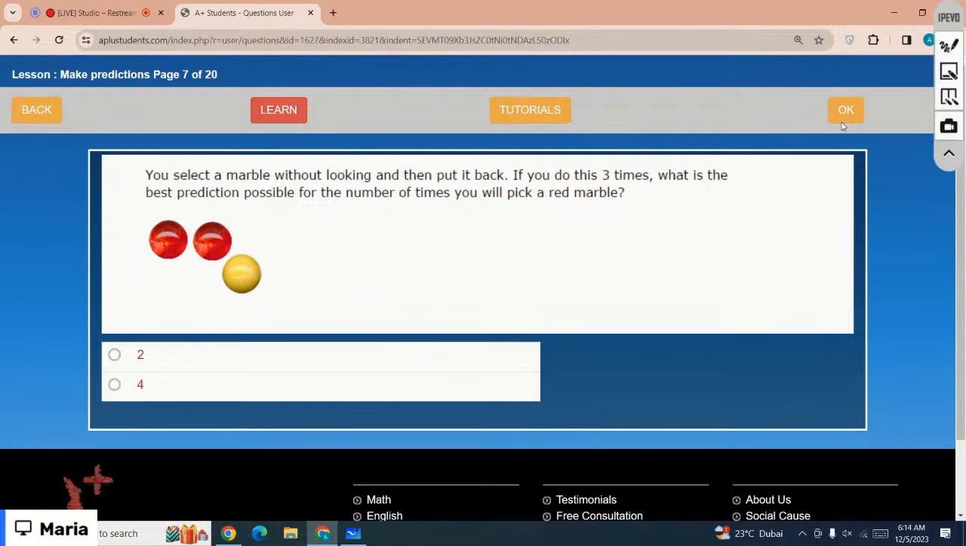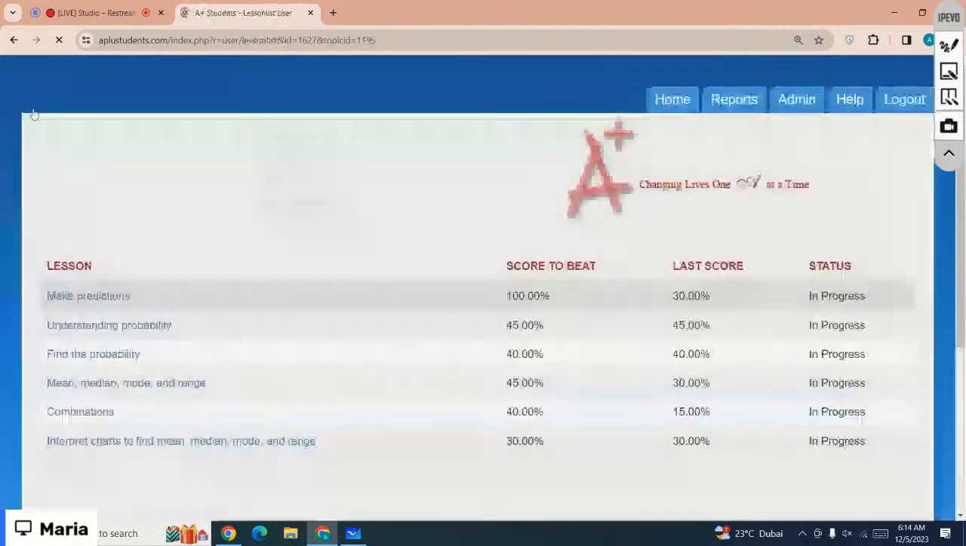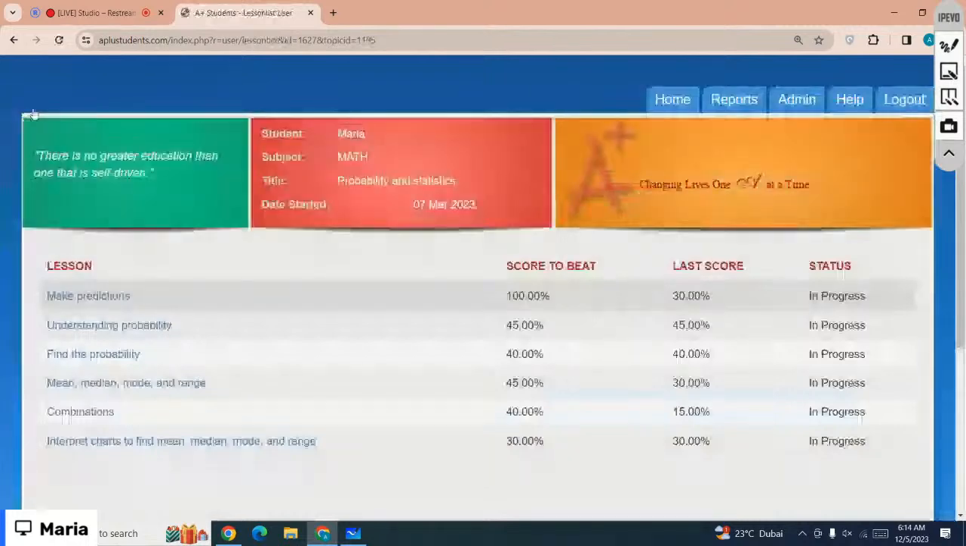Okay, you can complete the lesson by yourself later today. Let me just move on to the next lesson. And the next lesson is understanding probability. Let's just start with the examples.